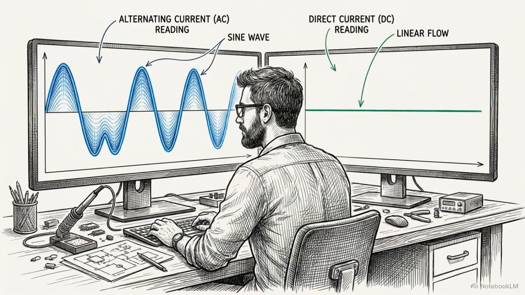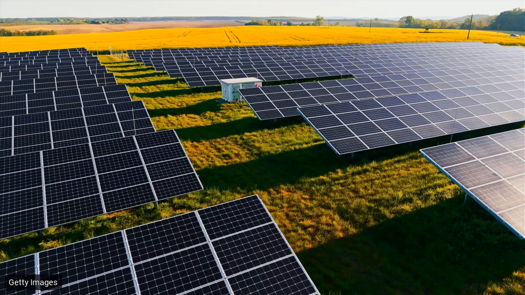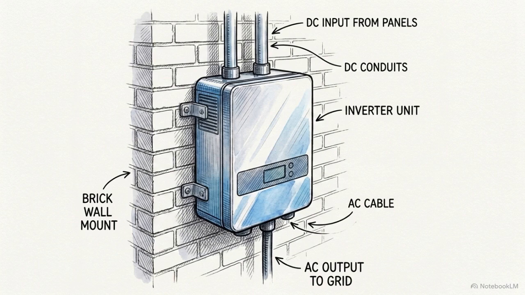Engineers today treat AC and DC as complementary tools rather than rivals. Success in modern power design comes from knowing how and when to convert between the two. Solar power installations demonstrate this relationship. The panels natively generate DC power from sunlight, but since our homes run on AC, that power must pass through an inverter before it can be used by household appliances.